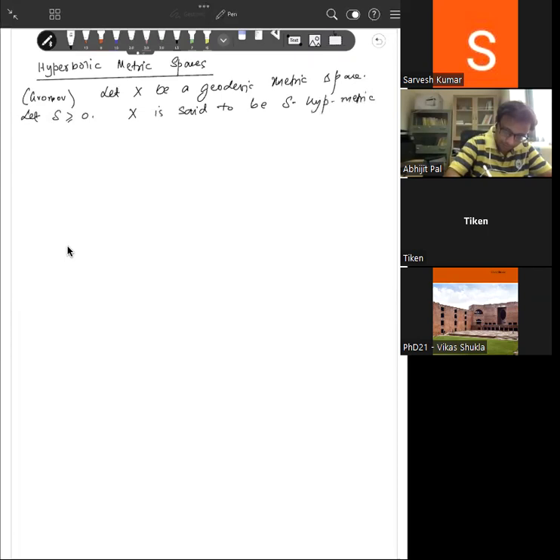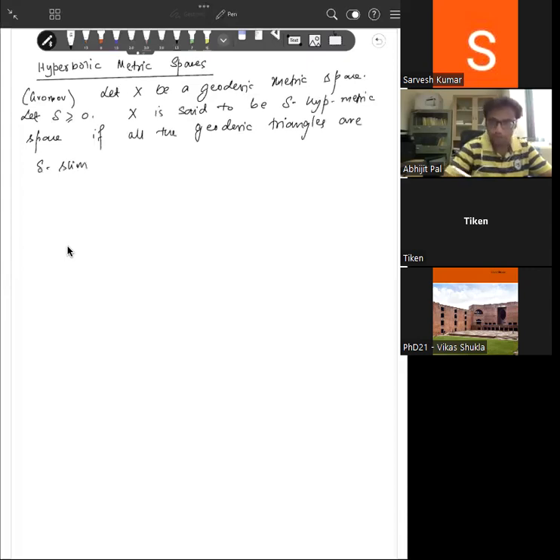metric space if all the triangles, all the geodesic triangles are delta slim. Okay, so this is my definition of delta hyperbolic metric space. Okay, is it clear?